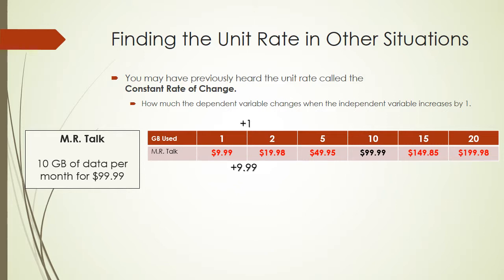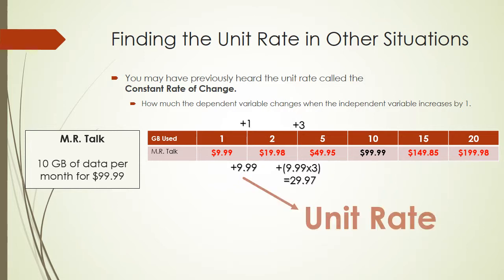That pattern would need to hold true for the whole entire table in order for there to be a constant rate of change. Notice our next jump is from 2 to 5, so we're actually increasing by 3. So we're hoping that we'll increase the price by $9.99 times 3, since it was 3 gigabytes. And in this case we do. So we could continue on this table and we would see that the pattern would hold. So in this case we would call the $9.99 per gigabyte our unit rate or our constant rate of change.